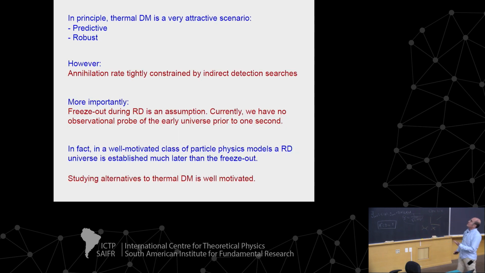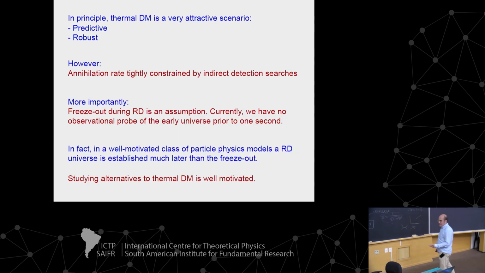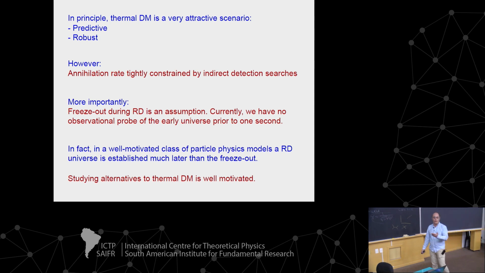Of course, in principle, this is a very attractive scenario because, first of all, it is predictive. You just start with thermal initial conditions and run sets of Boltzmann equations to follow the evolution of the system. It's also robust because as long as you start at a temperature above the freeze-out temperature, you don't care about what happened earlier on, because everything is already in thermal equilibrium. So you don't care about the initial reheating temperature after inflation and so on.